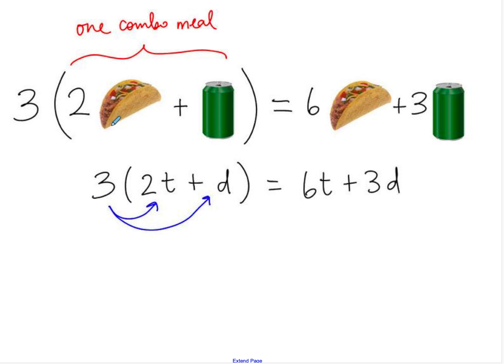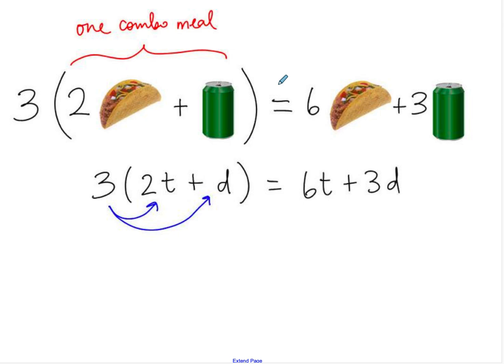So the pictures here on the top represent a situation. So I'm going to go to Taco Bell and I have 3 people in my family, so I'm going to order 3 combo meals. In each combo meal, you get 2 tacos and you get a drink. So if I buy 3 of those combo meals, I'm going to get a total of 6 tacos, and I'm going to get a total of 3 drinks.